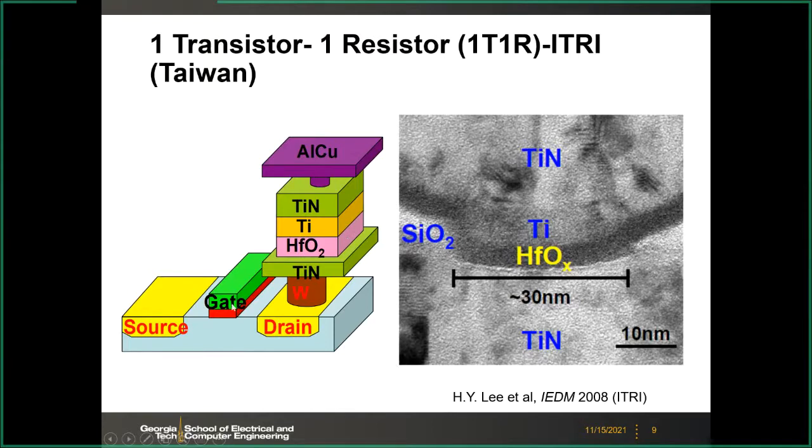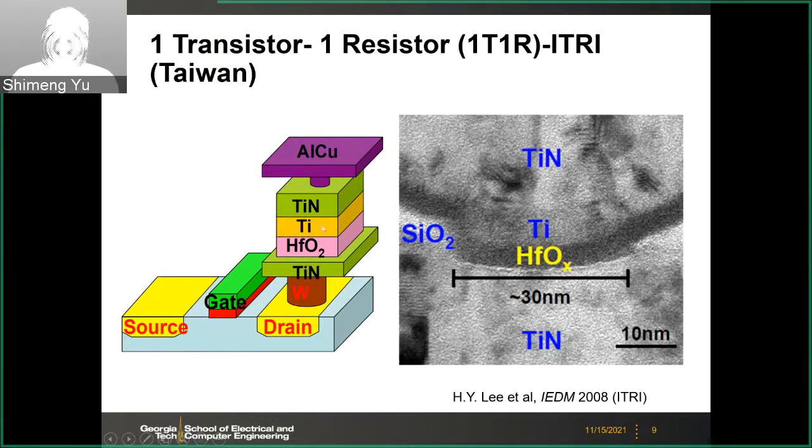And here, this is the 1T1R schematic, and the RRAM is integrated as the contact via of the drain of the transistor. In this stack, the oxide layer is hafnium oxide, and then we have the top electrode, which is a combination of TiN and Ti, and the bottom is TiN. Again, TiN is conducting. It's one of the popular electrode materials in fabrication.